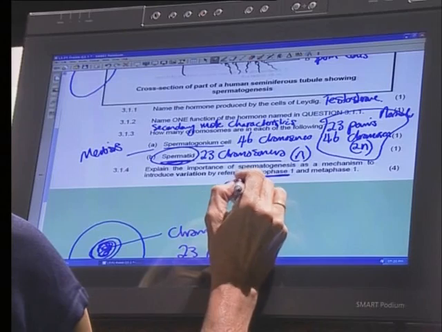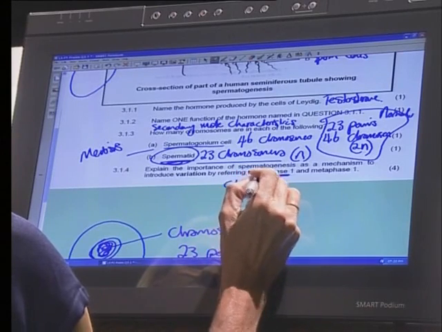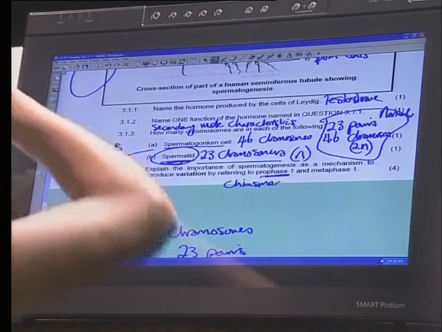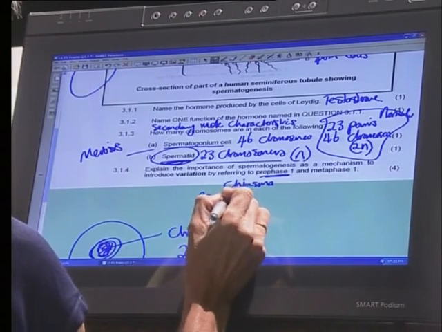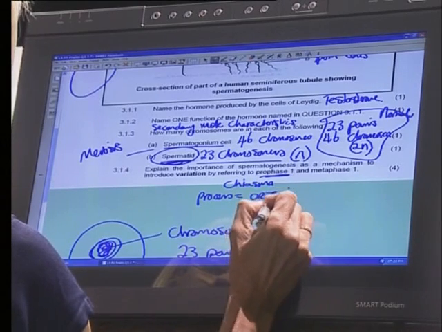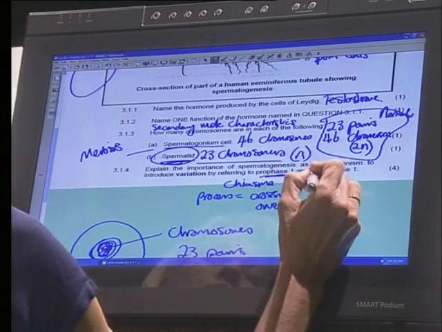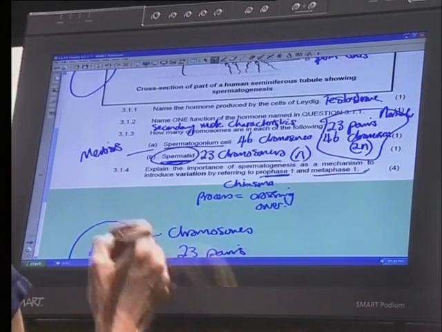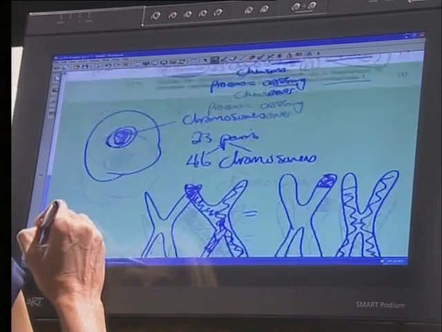Why? Because of the chiasma, and the chiasma is where they touch, and the process is called crossing over. Yeah. You with me? Yes, I'm here. Okay, my darling. Now, metaphase 1, okay, I need space.